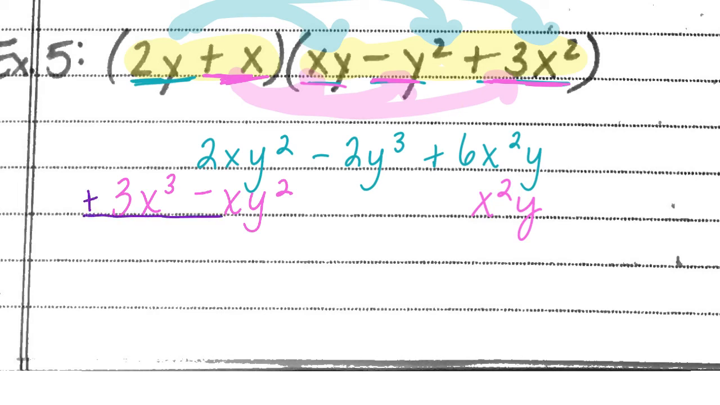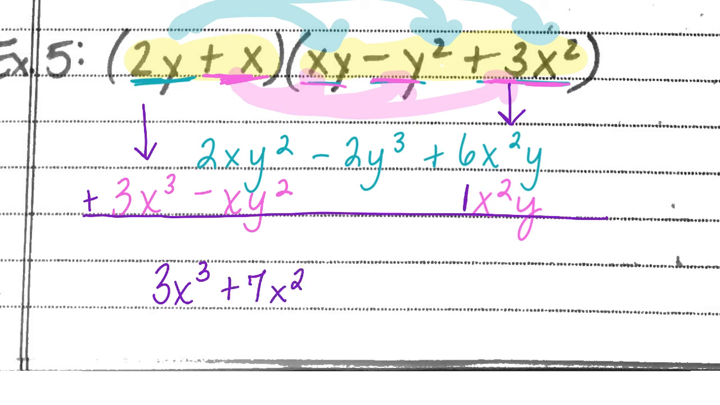When we add down, we always want it to go in descending order alphabetically. So we're going to start with the 3x cubed, and then the next one after the x cubed would be an x squared. So if I add these down, 6 plus invisible 1 is 7x squared y, so I'm not necessarily going just across my addition here. And then I'm going to have 1xy squared, so 2 minus an invisible 1 is plus 1xy squared. And this last term is negative 2y cubed.